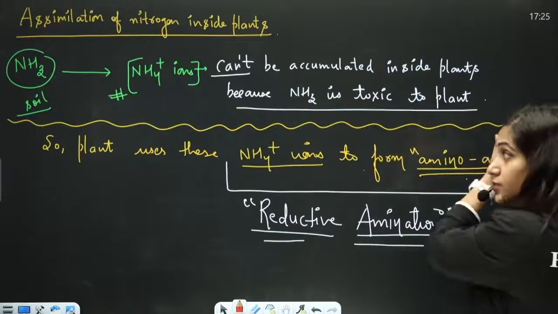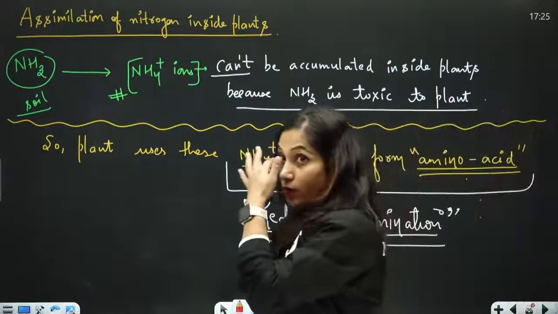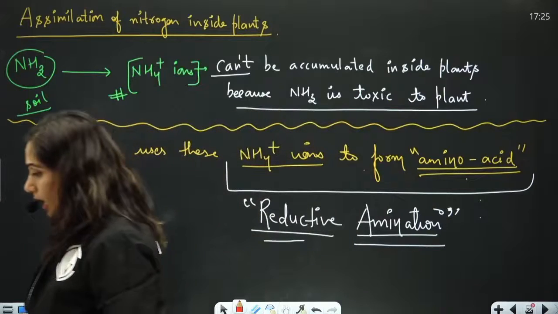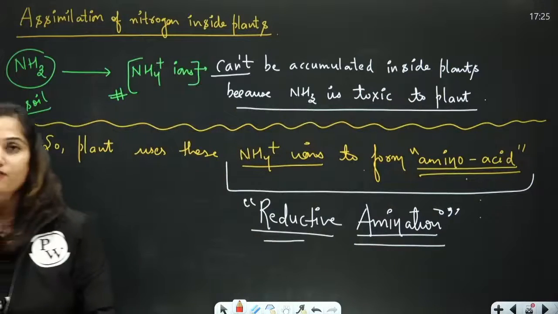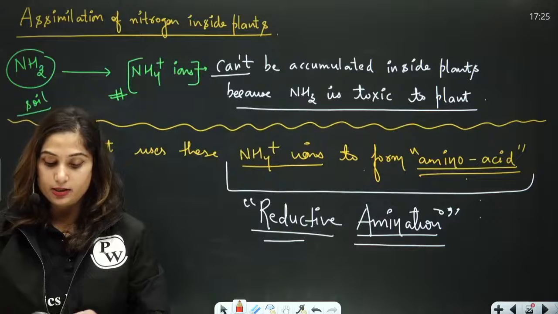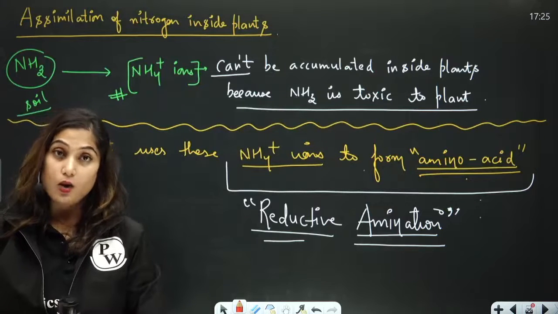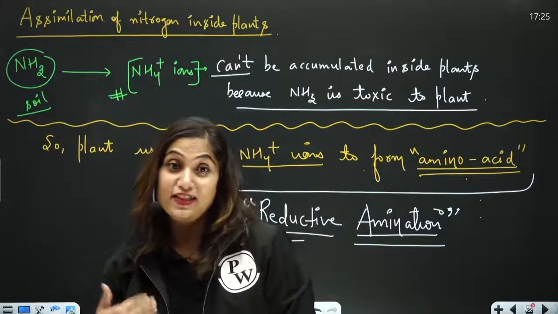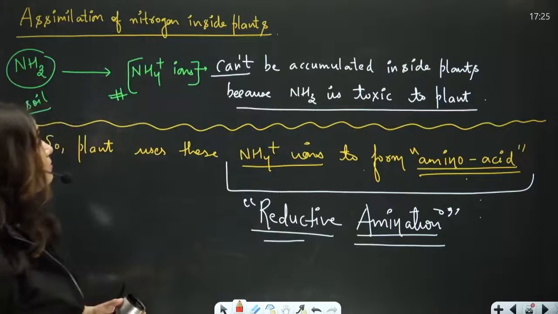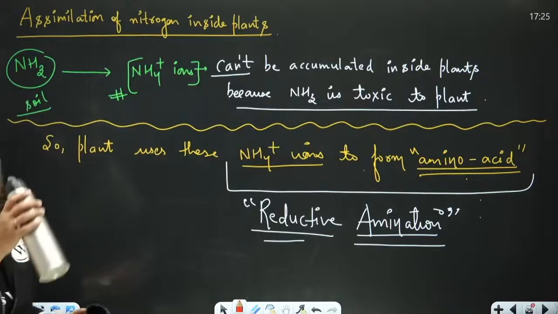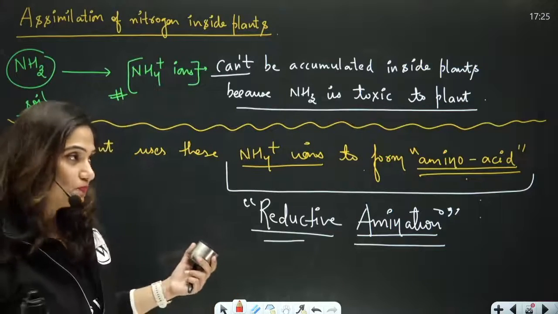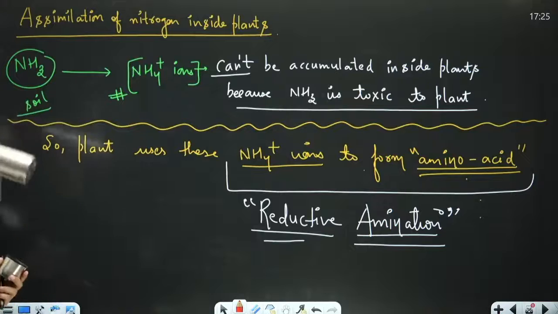Now let's move forward. Now we have understood how the nitrogen gets fixed up by nitrogen fixers. Now let's understand how the plants use up this nitrogen inside them. This is called as assimilation of nitrogen inside plants. Let's understand this.